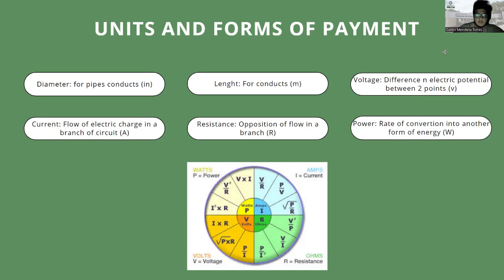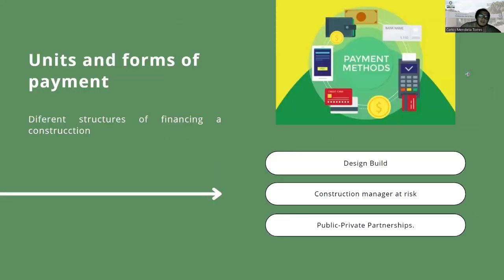And for the forms of payment, we basically have three. Design-build, that is a single company makes the whole design and does the building. Construction manager at risk, that is a manager specifically that does the whole project. And public-private partnership, that is a method where public and private companies collaborate with each other.